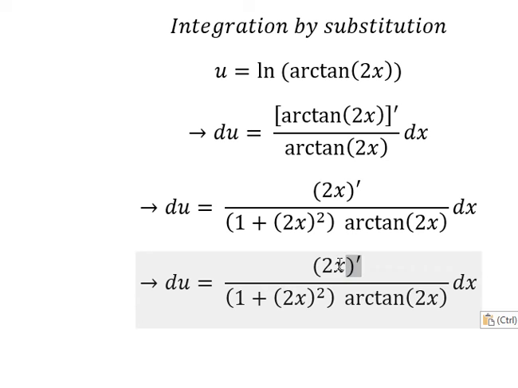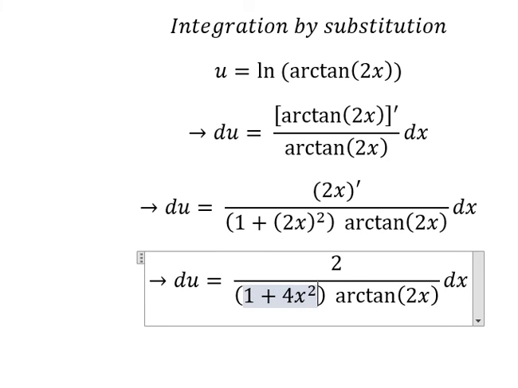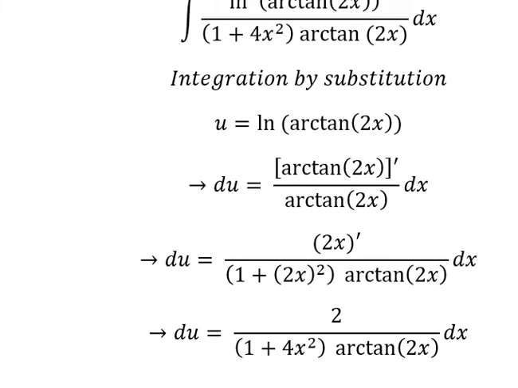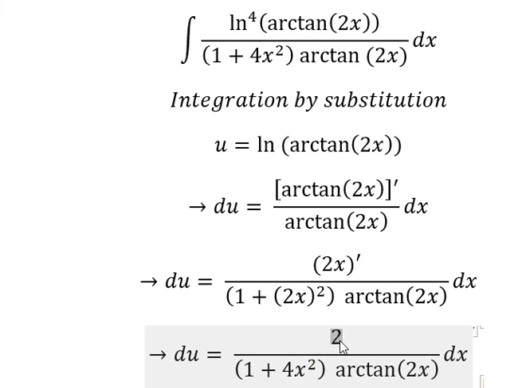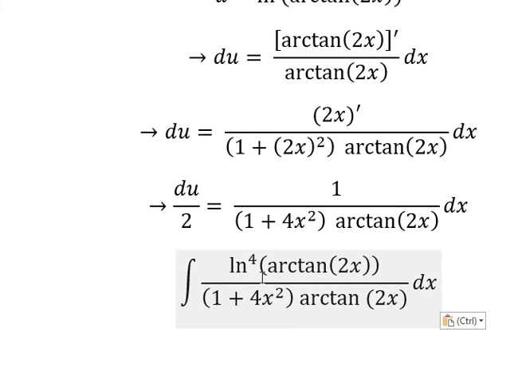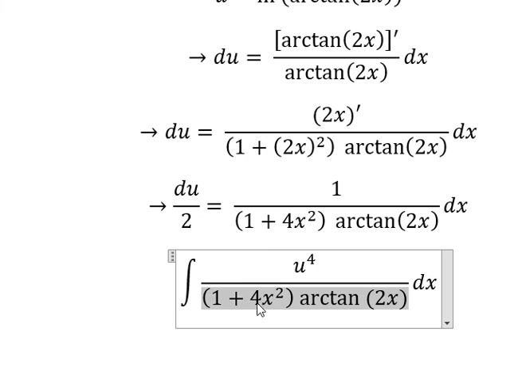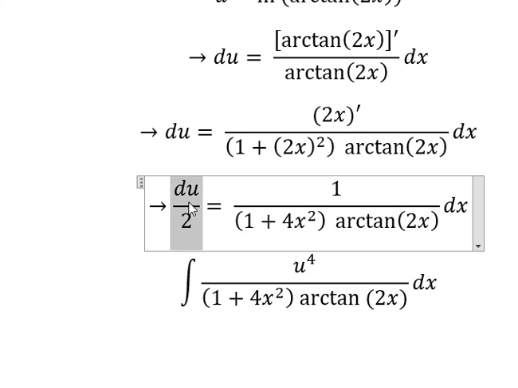And this one we have the number 2. This one we have 4x squared. So if we look carefully, we don't have the number 2 in here, so we need to divide both sides by the number 2. So this one we change for u with the power of 4. dx over this one, we need to transform into this one.